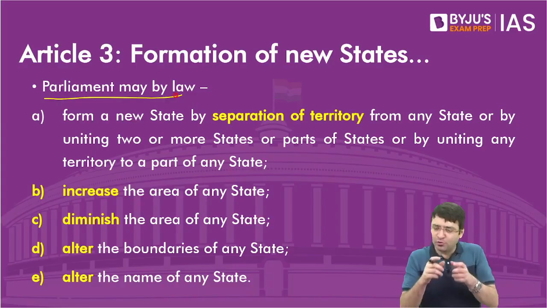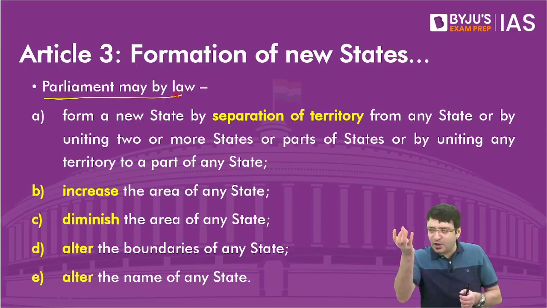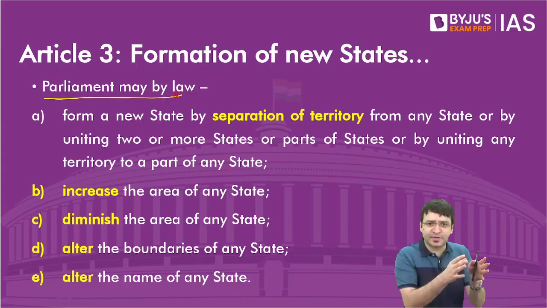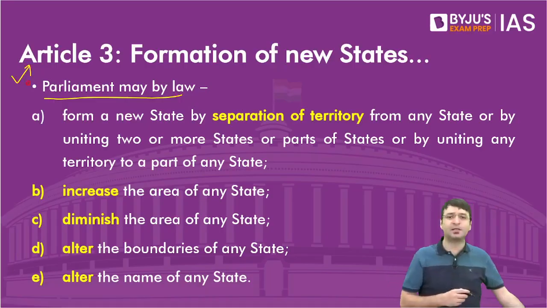What can Parliament do? It can change the name of a state, increase the area of a state, decrease the area of a state, alter the boundaries of the state. All this is power given to the Parliament under Article 3 of the Constitution.